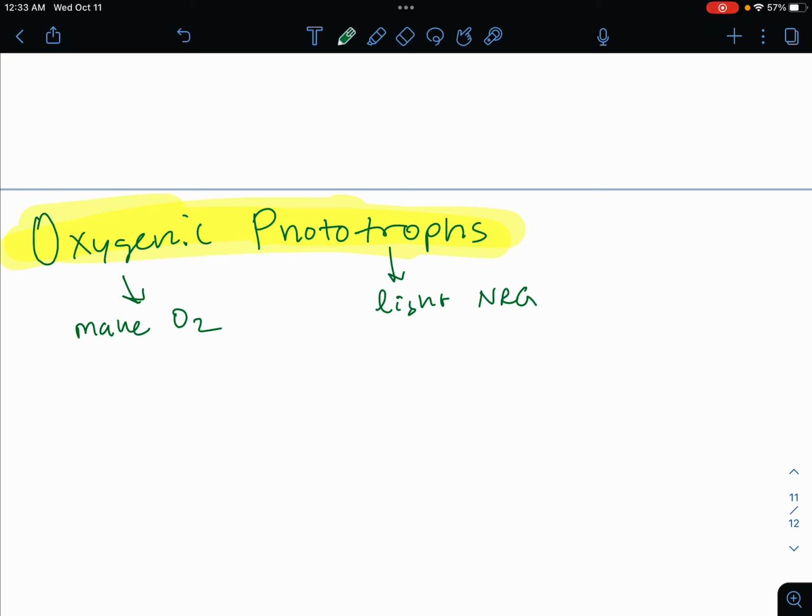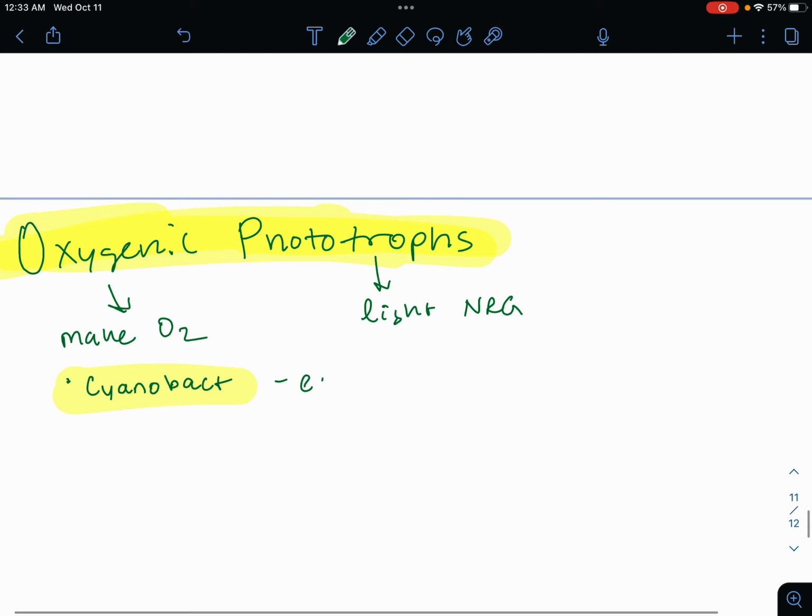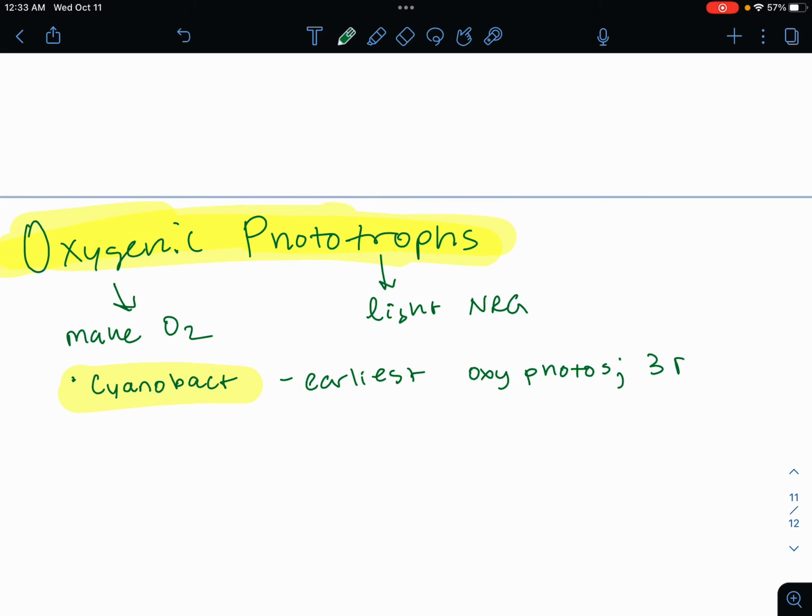Right, so our main type will be our cyanobacteria. Cyanobacteria are some of the earliest oxygenic phototrophs, and they're around 3 billion years ago. That is a huge amount of time. My goodness.